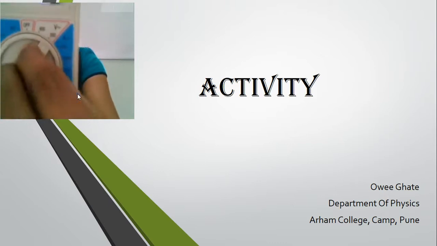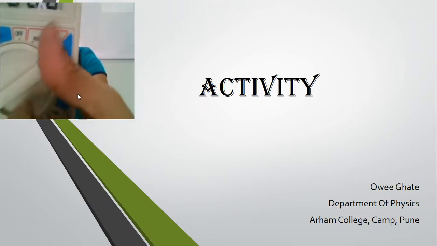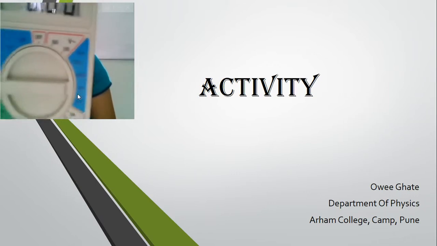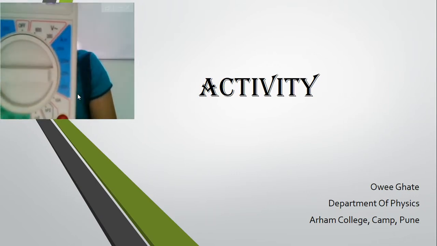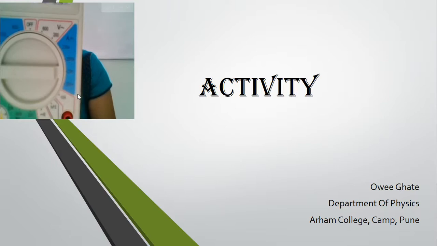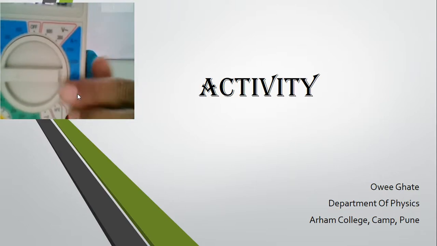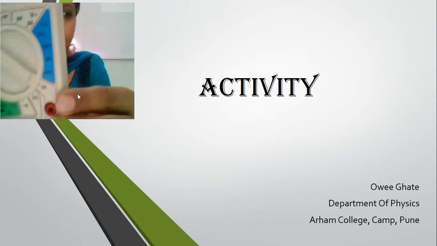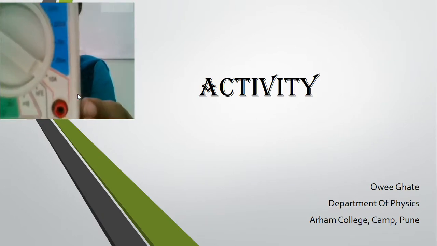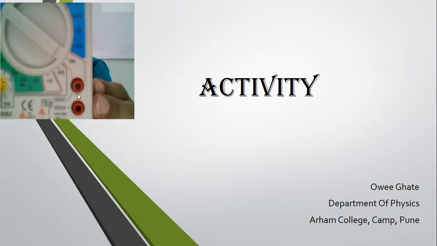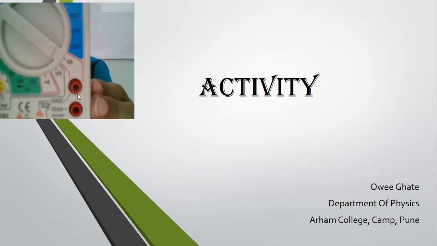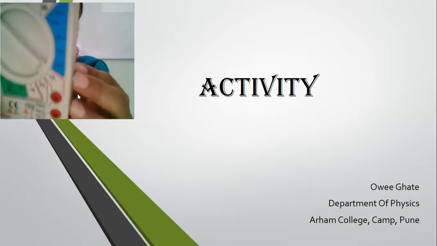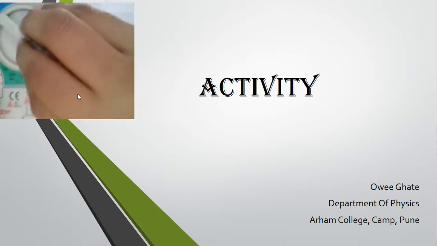Suppose I move in this direction. In this direction I will get the ampere current. The blue segment is given over here. Then if I move further, here it is given 10 ampere current.